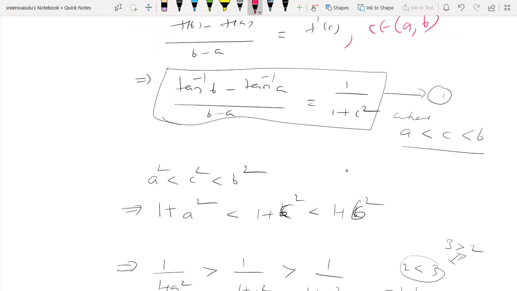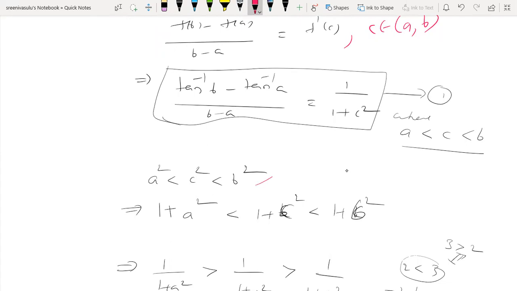As per hypothesis, a is less than b. By Lagrange's mean value theorem, c lies between a and b. That means a is less than c, which is less than b. Squaring the numbers, the inequality does not change. For example, 2 less than 3 less than 4. Or 0.1, 0.2, 0.3: if you take a equal to 0.1, b equal to 0.3, c equal to 0.2, then squaring them, we get the same inequality, a square less than c square less than b square.